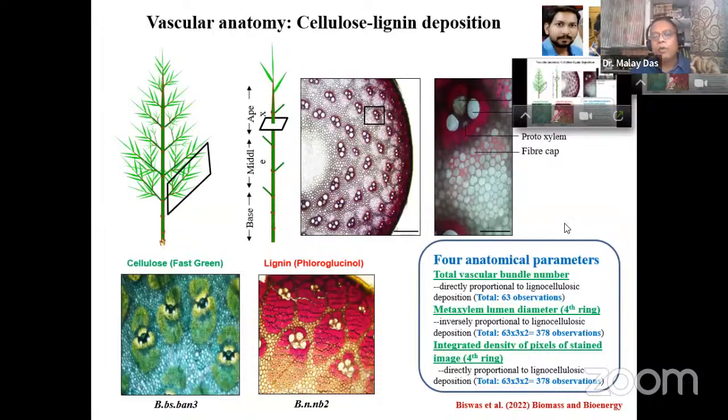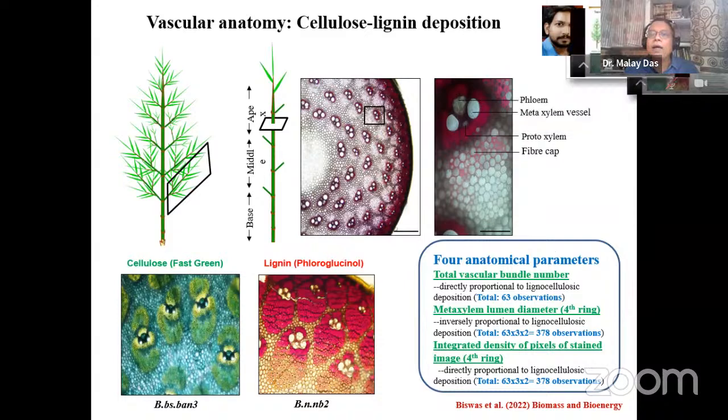And then we went for 4 anatomical parameters. One was total vascular bundle number, like in a given microscopic field, how many vascular bundles are present. And our hypothesis was that the higher the vascular bundle number, the higher the amount of LCB deposition will be. So that means they are positively correlated. In addition, we also measured the metaxylem lumen diameter.